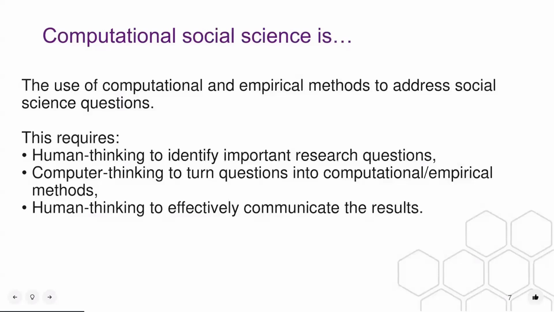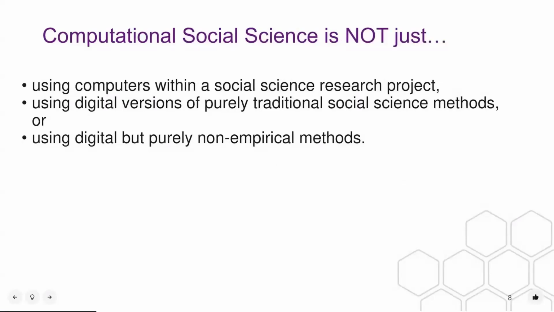Another way to understand computational social science is to think about what its main components are. We can get to that as well through thinking about what it's not. So let's go through a few points. Computational social science is not just using computers within a social science research project. It's not just using digital versions of purely traditional social science methods. So it's not just using SPSS, for instance, a popular statistical software, to analyze survey data. And it's not just using digital but purely non-empirical methods. I'll go ahead and untangle these a little bit because I know that they're not always entirely obvious.